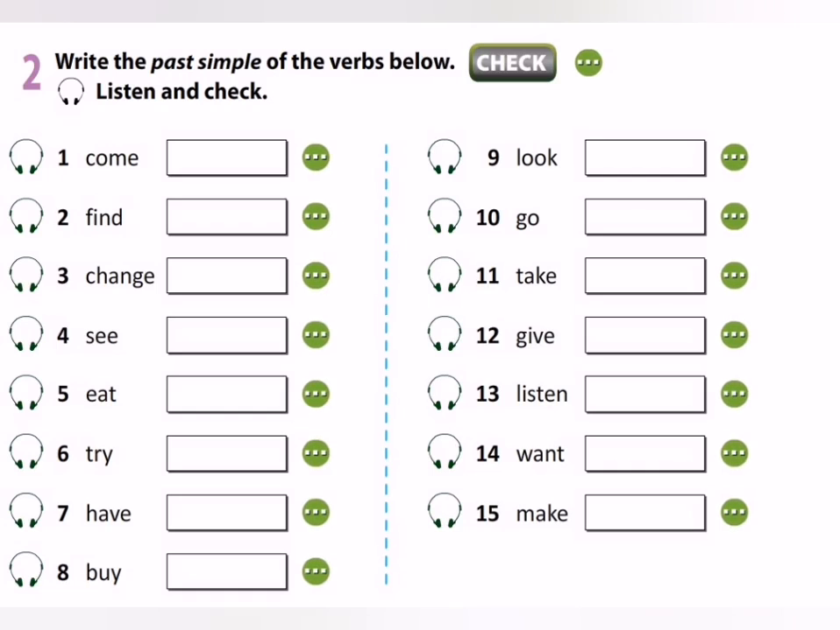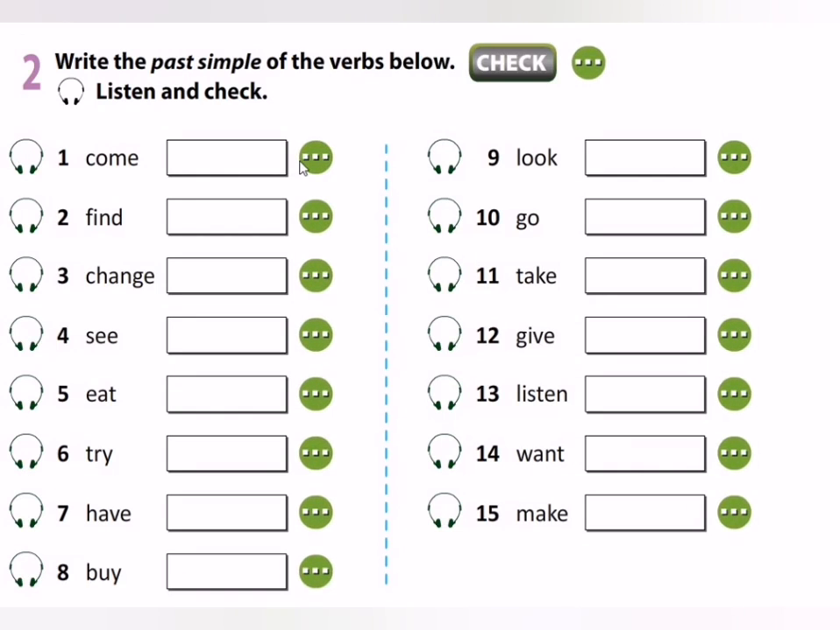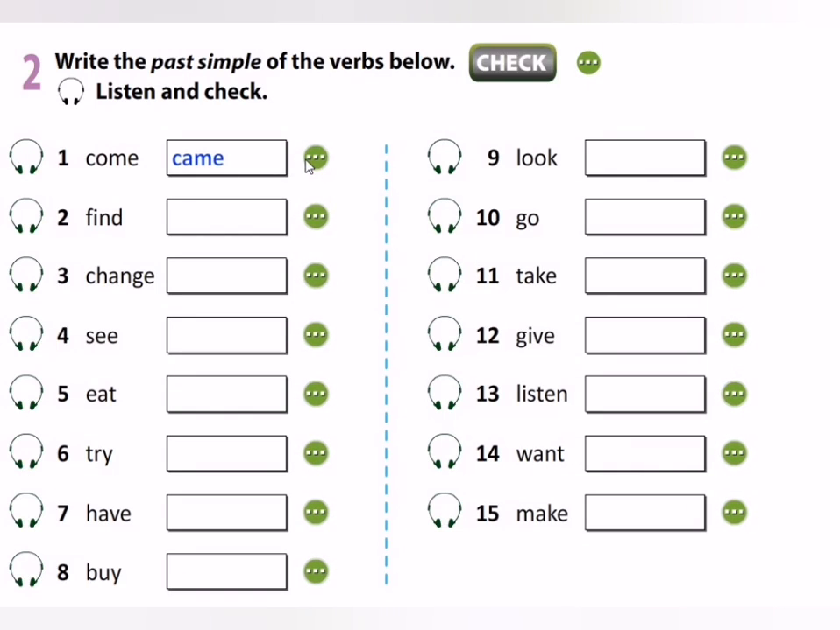Exercise 2. Write the past simple of the verbs below. For example, come, came. Second, find, found.